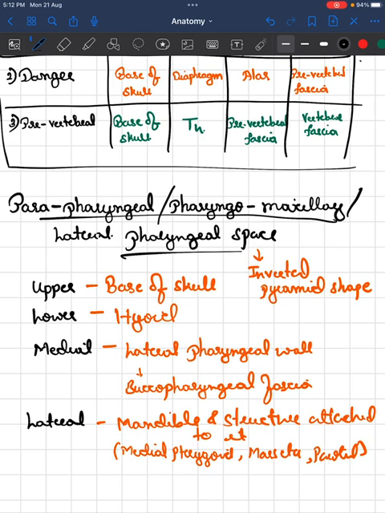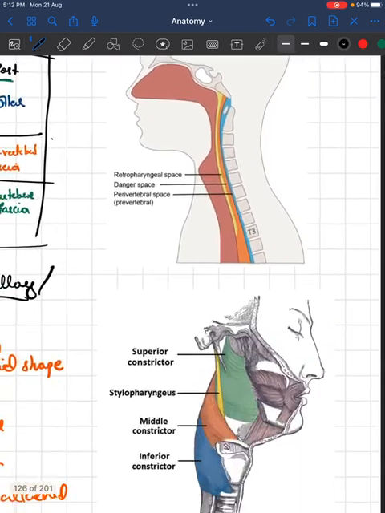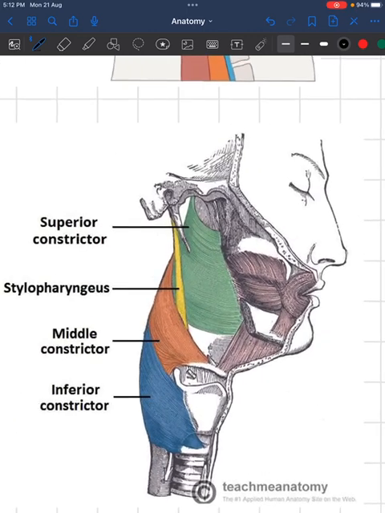The upper boundary is the base of skull, the lower is the hyoid bone, medially the lateral pharyngeal wall, that is the buccopharyngeal fascia, and laterally the mandible and its related structures, meaning medial pterygoid, masseter and parotid. Now in this diagram let us learn how it is. As it is an inverted pyramid shape, it has two components.